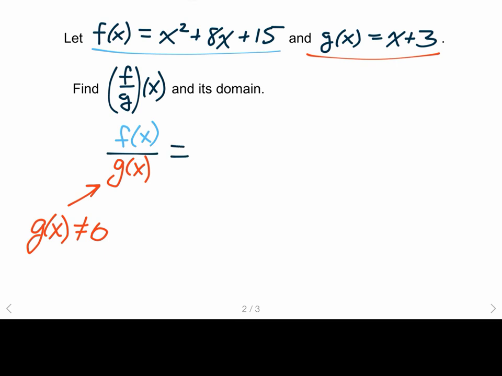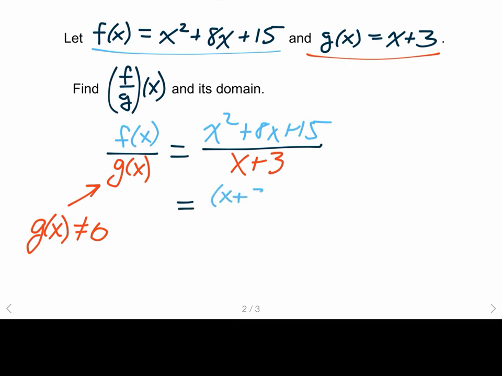When we first write down the expression, we're going to write it down as x squared plus 8x plus 15 divided by x plus 3. If it looks like this is something we might want to simplify, you're absolutely right. It is. We're supposed to simplify expressions when we can. And in this case, what that means is the numerator is going to factor into x plus 3 times x plus 5. And the denominator is simply x plus 3.